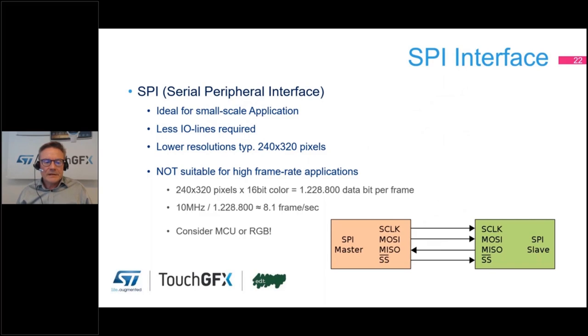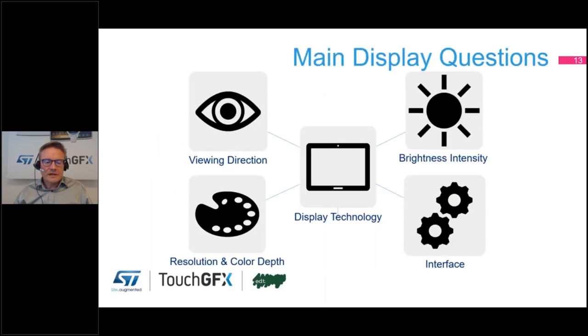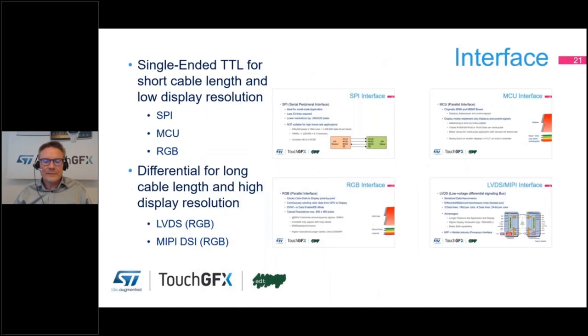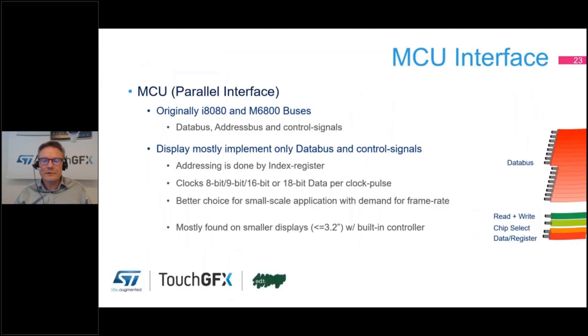And most of these displays, especially the smaller displays below 3.5 inch, actually by default contain a display controller on the glass, a chip-on-glass controller, which actually features MCU, SPI, or parallel RGB. It's just a matter of how we wire it up on the FPC.